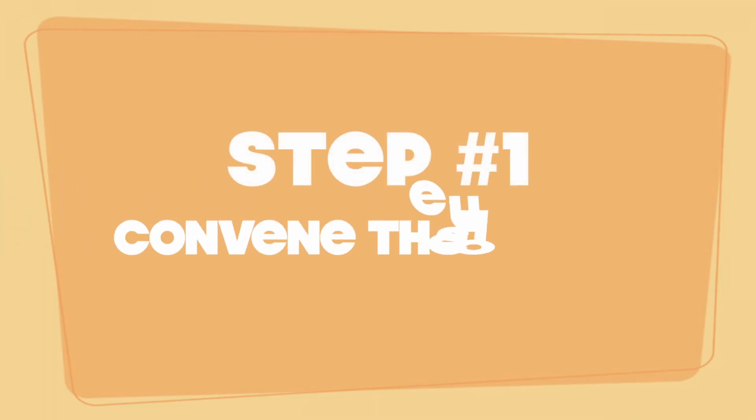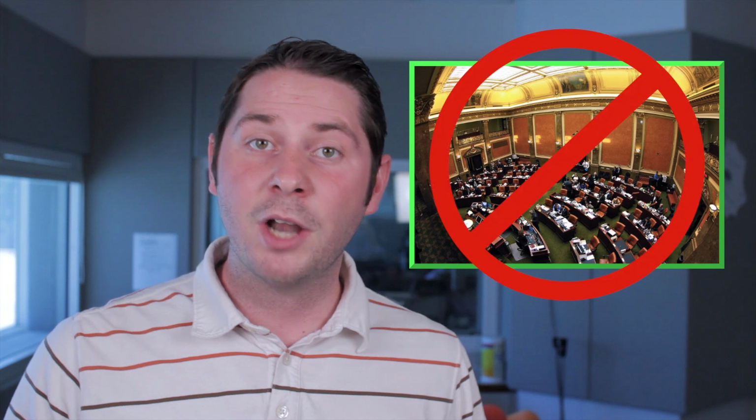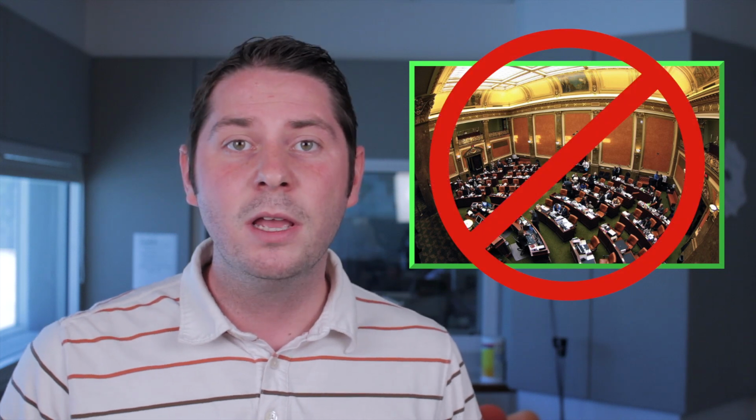Step 1. Convene the House. The impeachment process starts in the House of Representatives, and in order to do anything official, they have to be in session, which normally only happens during the first 3 months of any given year. If they're not in session, like right now, the Speaker of the House may convene the whole body if 2/3 of its members vote in favor of doing so.